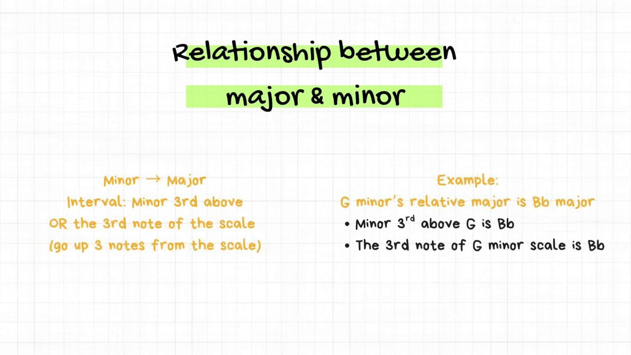Whereas from minor to major, the interval is a minor third above, or the 3rd note of the scale, which means we go up 3 notes from the tonic. For example, G minor's relative major is B flat major. A minor third above G is B flat, and the 3rd note of G minor scale is a B flat. That's how we find out the relative major.